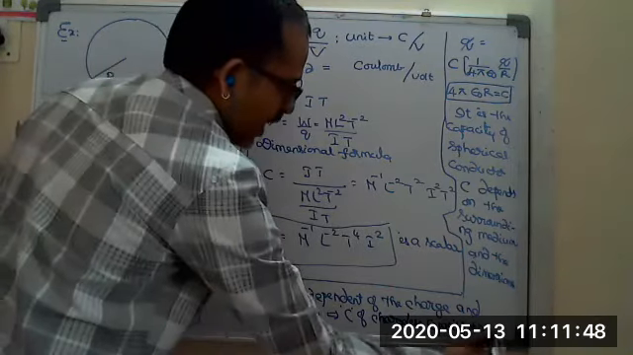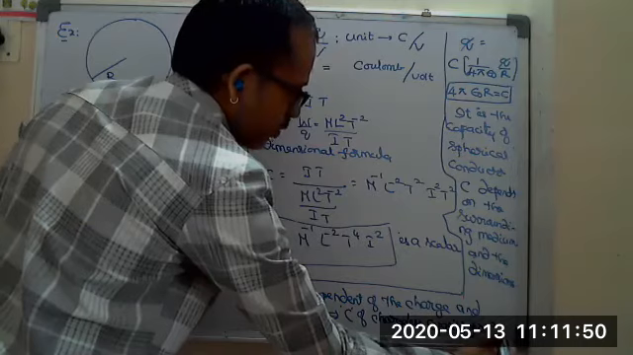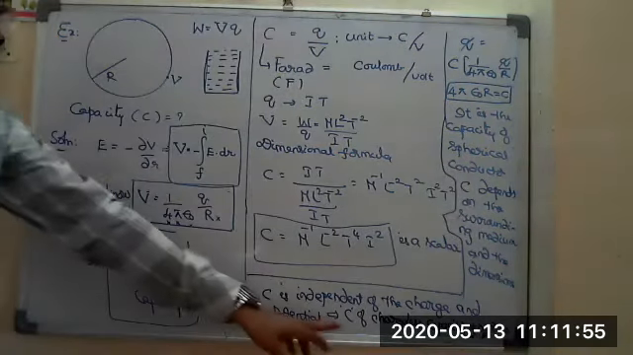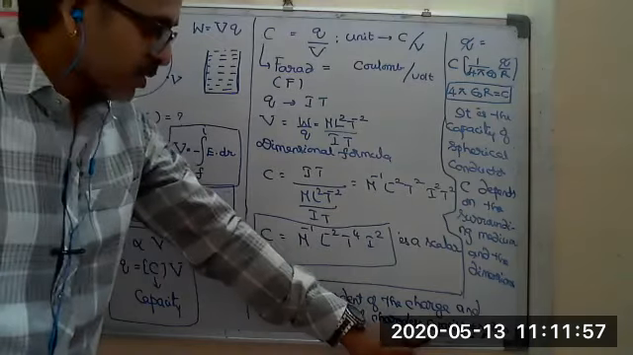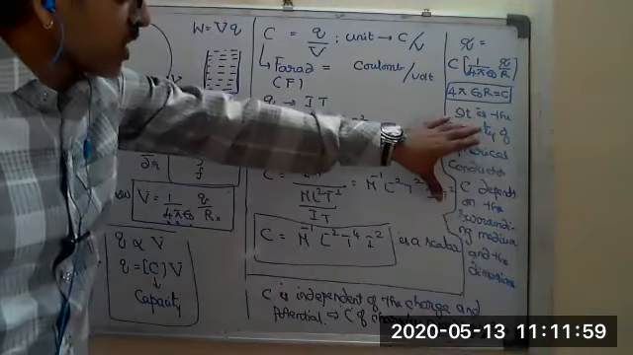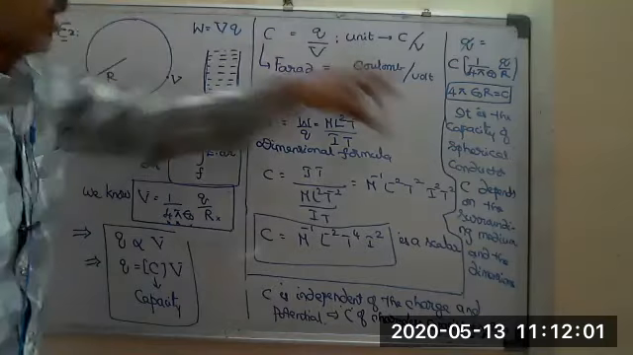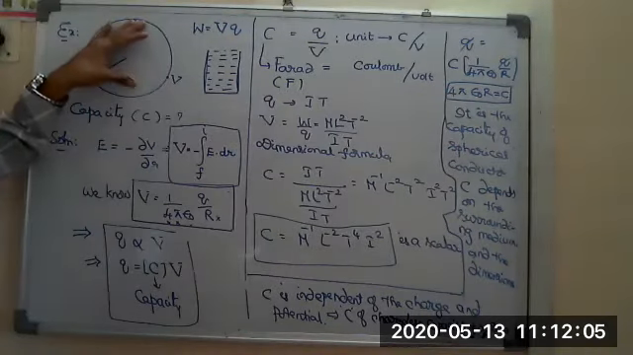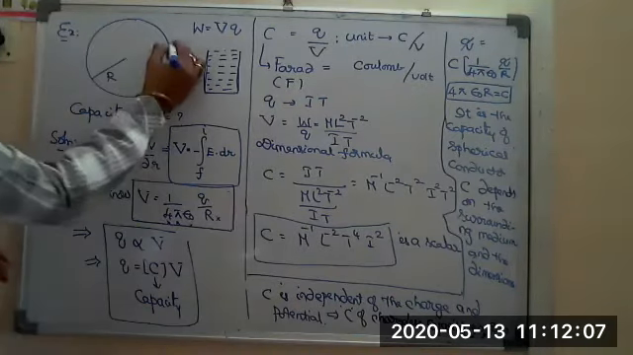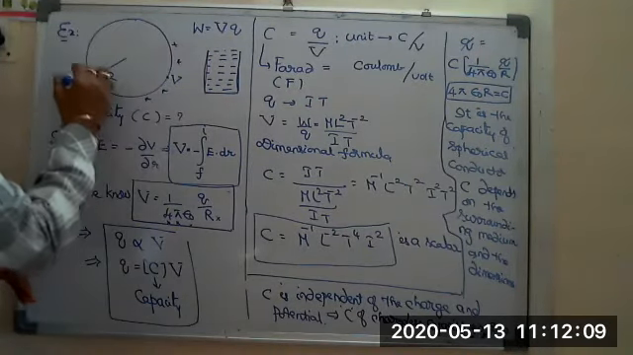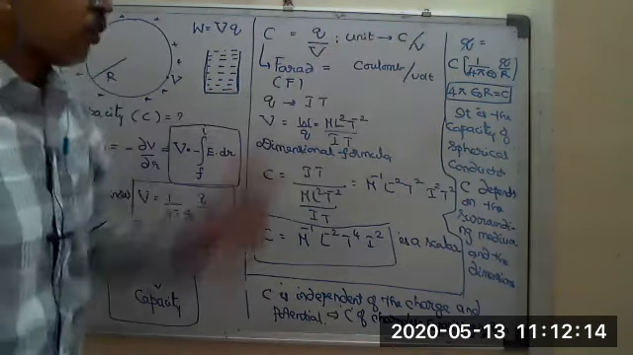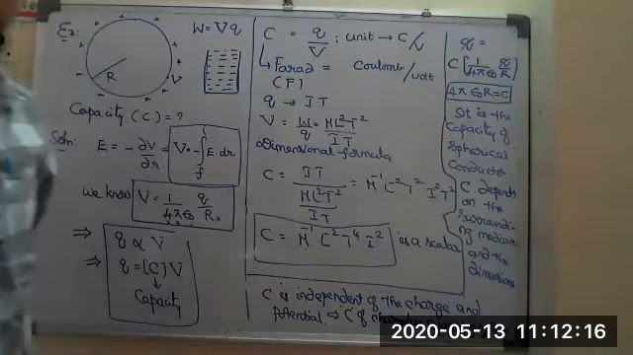Then what can we write, sir? Chargeless means you can write Q equals 0. So what is the capacity of a chargeless capacitor, sir? If it is a spherical conductor, it is 4 pi epsilon naught R. Sir, if I take a charged spherical conductor, and I give some amount of charge to it, what is its capacity, sir? Again, it is 4 pi epsilon naught R.